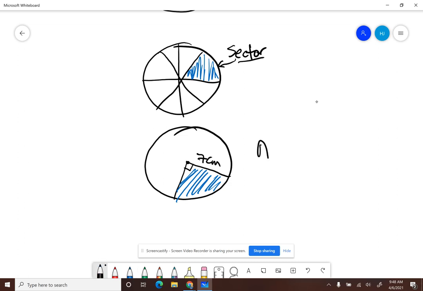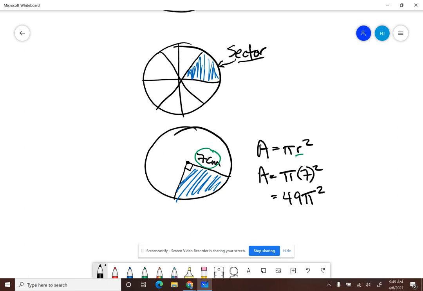So I'm still going to use the area formula, area equals pi r squared. And obviously we're already given the radius right here. And so I know that that needs to be substituted in right there. So area equals pi r squared, or pi times 7 squared. So the area of that entire circle would be 49 pi squared.